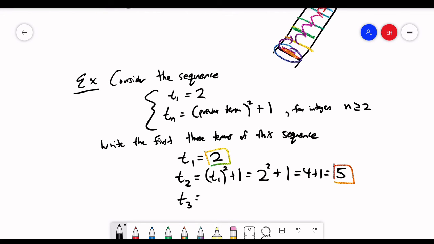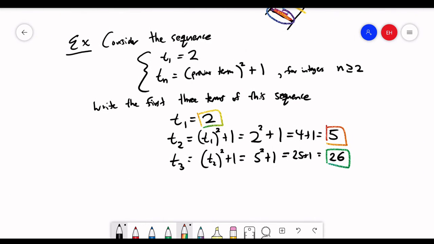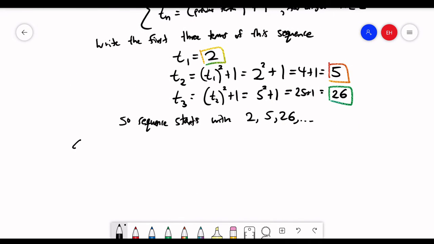And we just need the first 3 terms, so we'll get T3. To get T3, it says take the previous term, which is T2, square it, and add 1. Well, what was T2? It was 5. So we just do 5 squared plus 1, or 25 plus 1, and so we get 26. And those are the first 3 terms. It's all we're asked to find here. So the sequence at least starts out with 2, 5, and then 26, and so on, and it follows the pattern. So that's an example of using the recursive formula to generate the sequence of numbers.